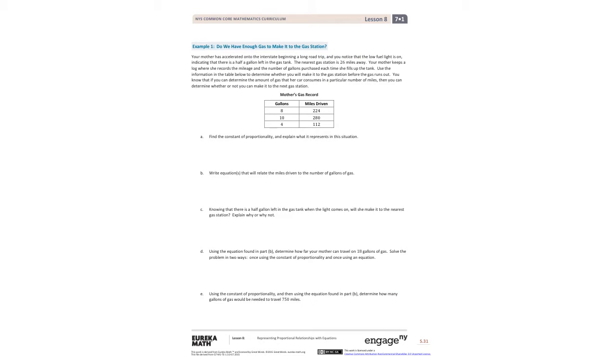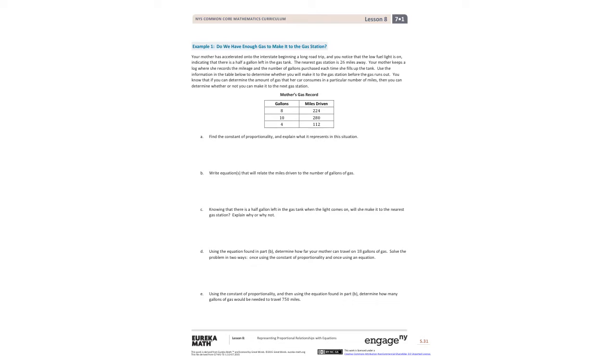Okay, we're going to start example 1. Your mother has accelerated onto the interstate beginning a long road trip, and you notice that the low fuel light is on, indicating that there is half a gallon left in the gas tank. The nearest gas station is 26 miles away. Your mother keeps a log where she records the mileage and the number of gallons purchased each time she fills up the tank. Use the information in the table below to determine whether you will make it to the gas station before the gas runs out. You know that if you can determine the amount of gas that her car consumes in a particular number of miles, then you can determine whether or not you can make it to the gas station.